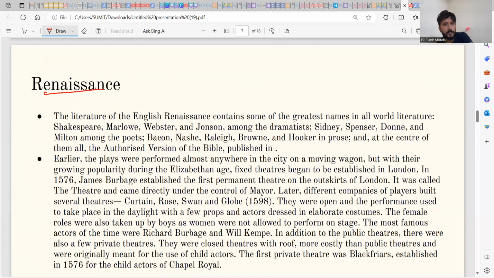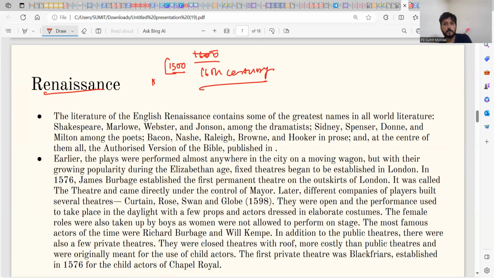Then comes the Renaissance period, as I have already mentioned. See, 1500 is already Renaissance, but in England the Renaissance starts from 1500, while in Italy it starts in the 1400s. Later, in 1500, the Renaissance comes to England. So if you look at the whole period, it is called the 16th century.